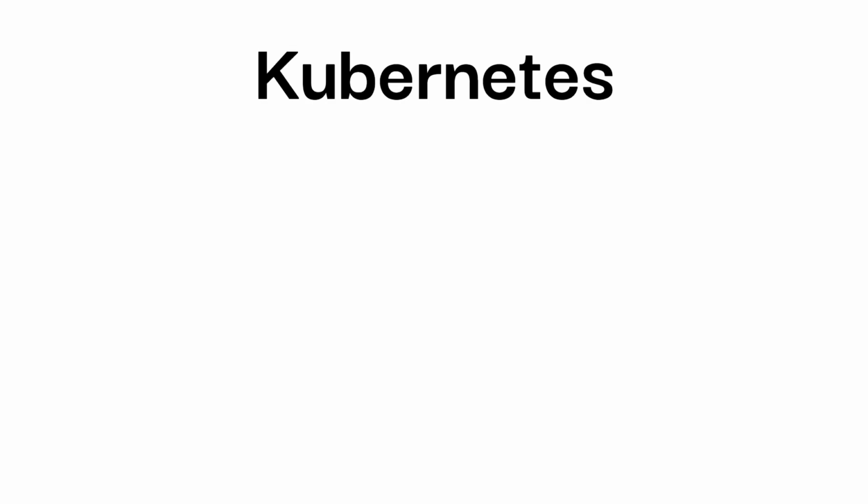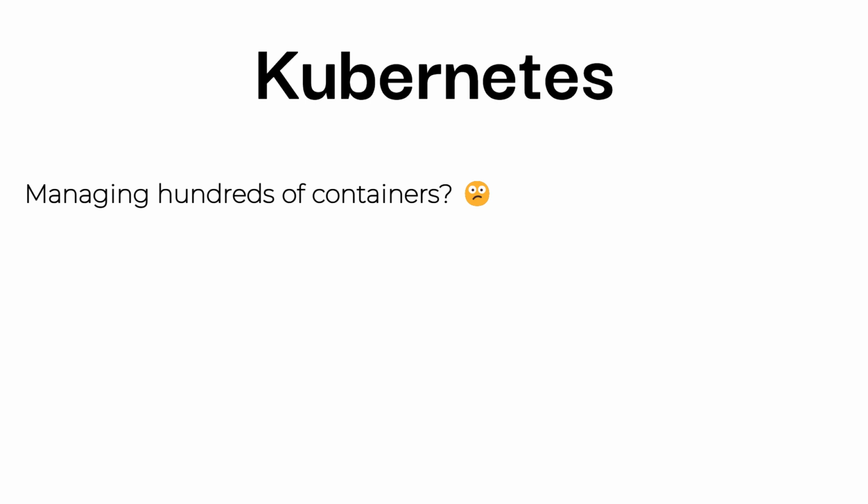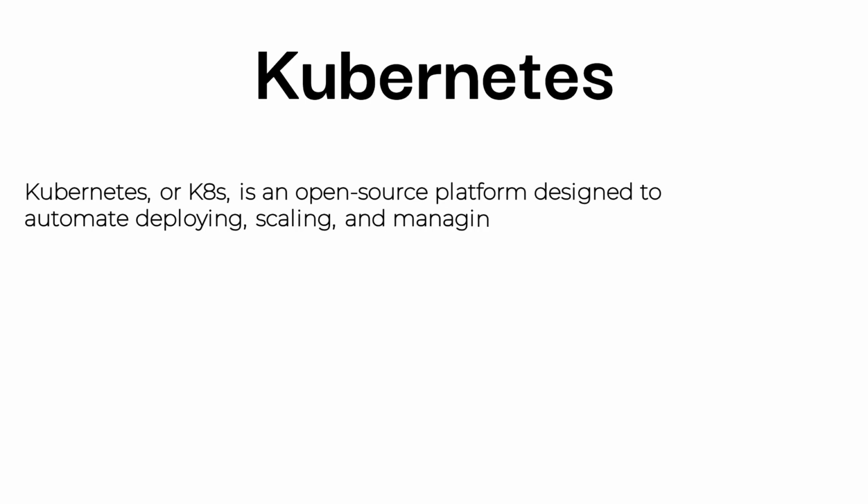Alright, we know Docker creates containers, but what about managing hundreds, or thousands, of containers? That's where Kubernetes steps in. Kubernetes is an open-source platform designed to automate deploying, scaling, and managing containerized applications. It's like the conductor of an orchestra, making sure all those containers run in harmony. Yeah, because while Docker handles individual containers, Kubernetes manages lots of them, ensuring everything is balanced, up-to-date, and always running.